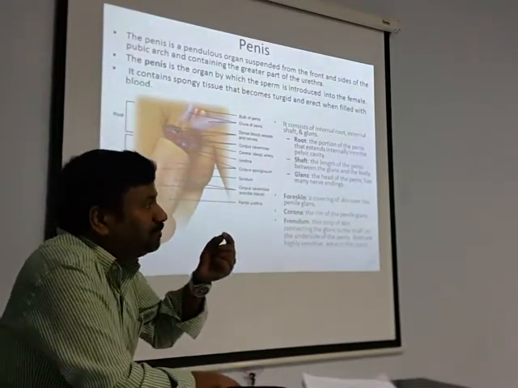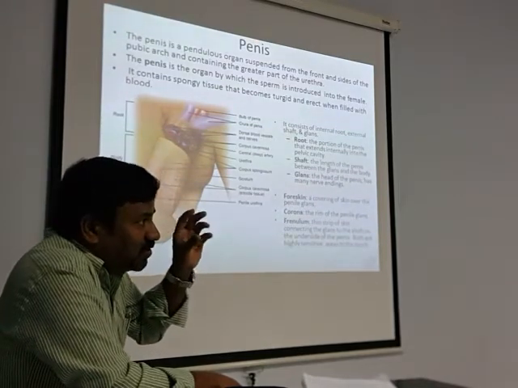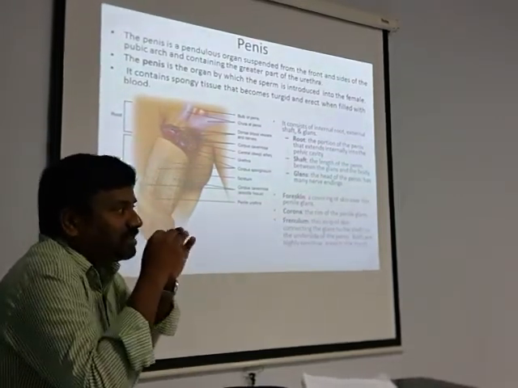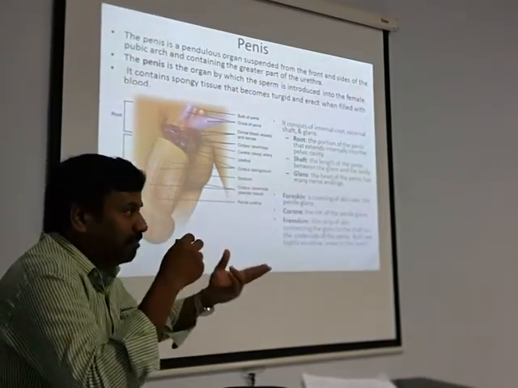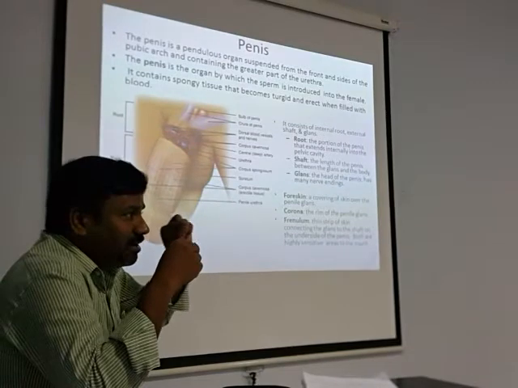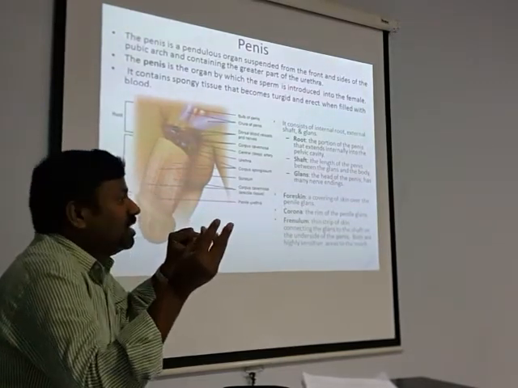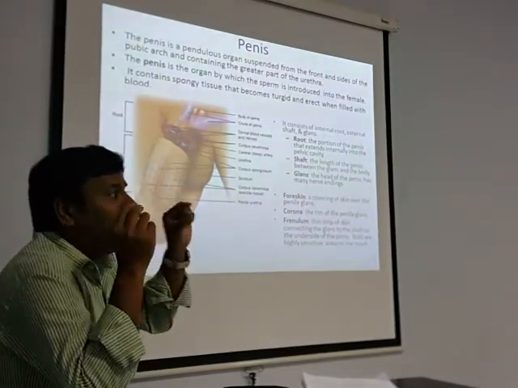Then you have the foreskin. What is the foreskin? It is a part of the skin of the penis which covers the glans. So when you retract it, you will see the glans, which it circumscribes. Okay? So that is the skin. When you retract, you will expose the glans. That is called the foreskin.